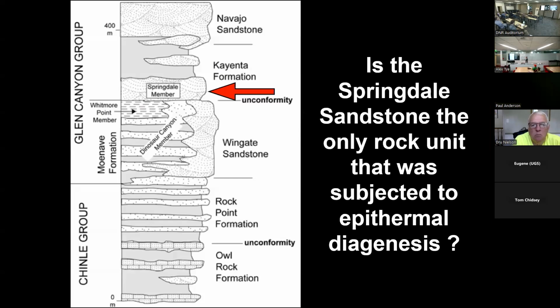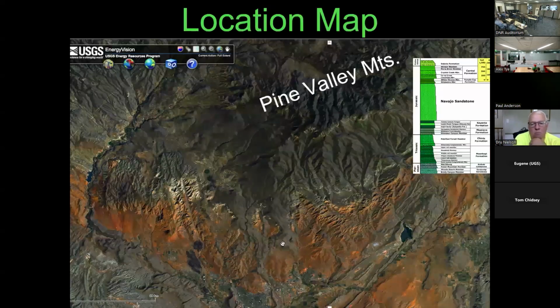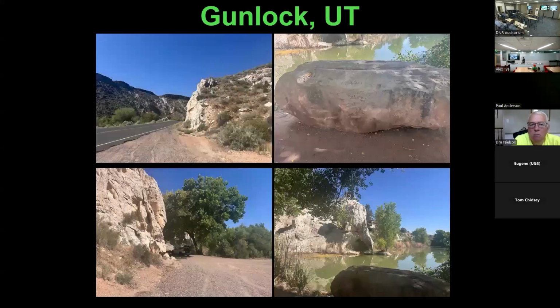So was the Springdale the only unit that was affected by this pre-ore deposition flush? Take a look at the Navajo. So this is just a Landsat map here, the PVMs sitting right here. This is Snow Canyon. You have the white rock. You go over to Gunlock. This is what the Navajo sandstone looks like in Gunlock. These are pieces of the sandstone in Gunlock.